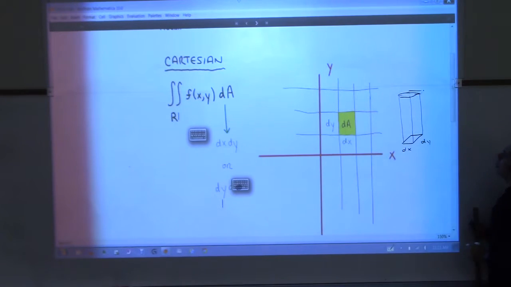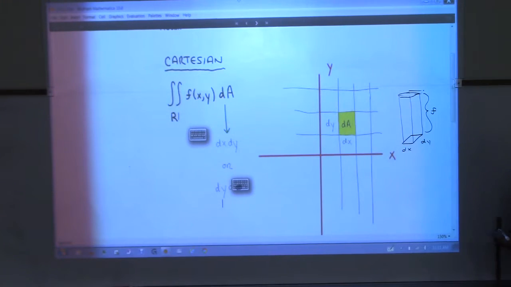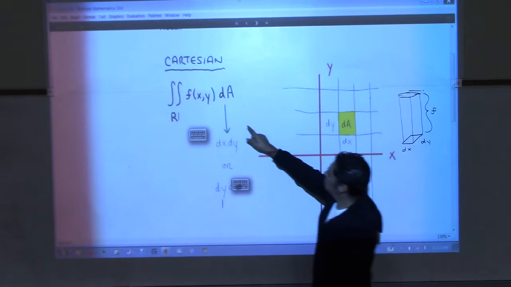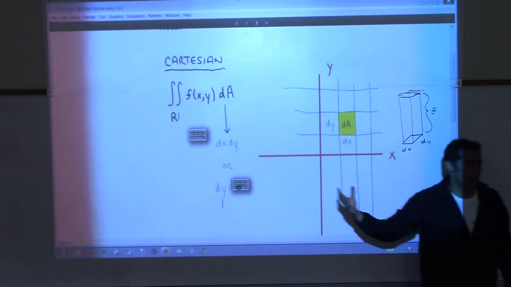Okay, so there's my little box, and the height of that was the function's value there. So what we were saying is if you take length times width times height, we get the volume, right? So this part's the length times width, this part's the height. That was the idea, right?